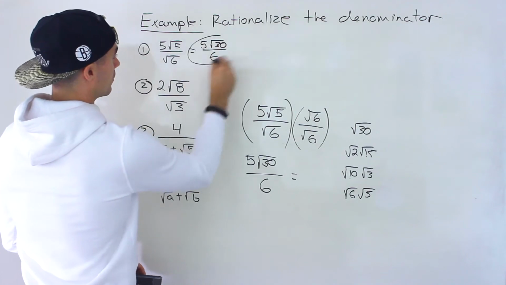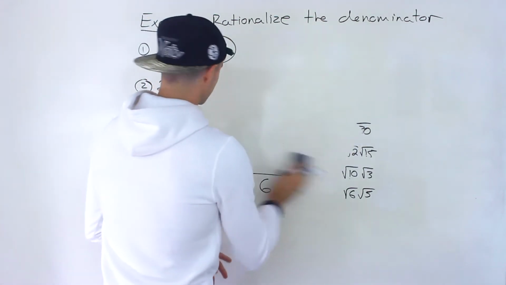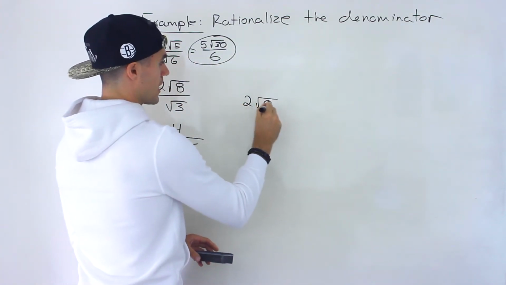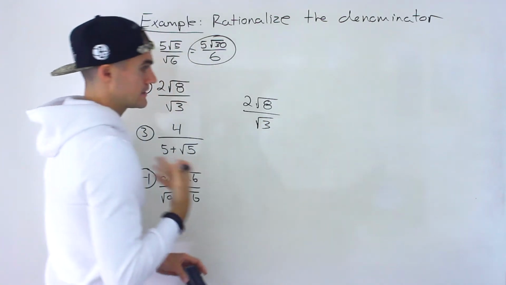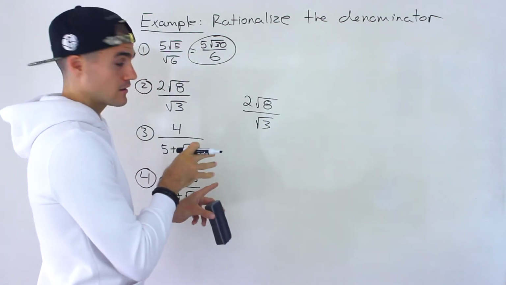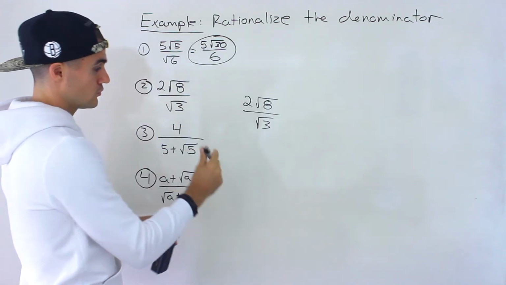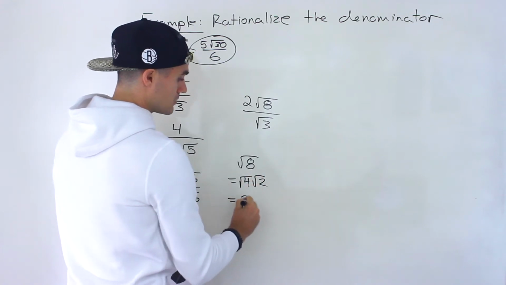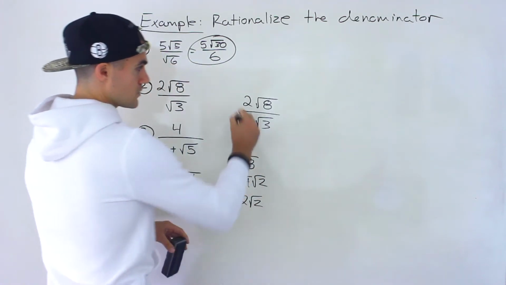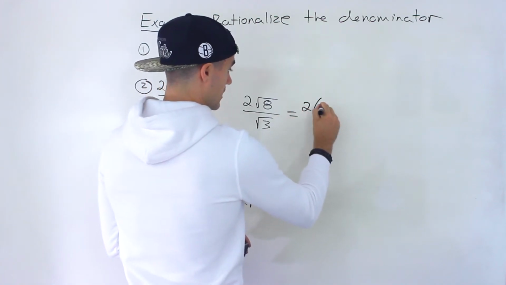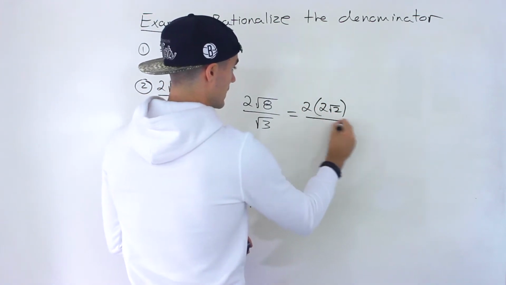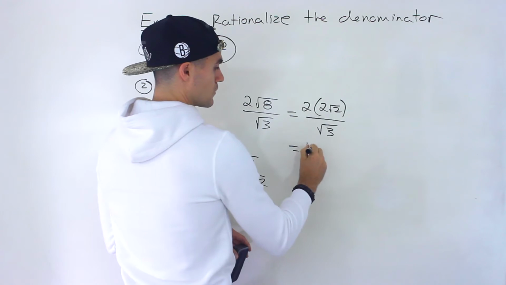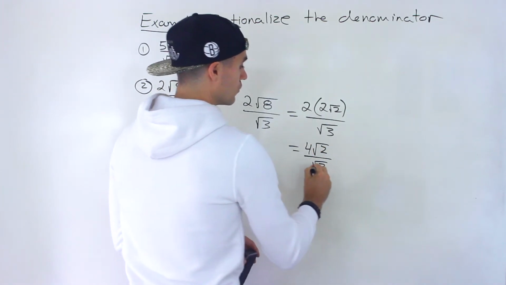for number 1. Now number 2, we got 2 root 8 over root 3. So as I mentioned, you want to check first, at least that's what I do, is can you simplify any of the radicals at this step here? And the root 8, we can simplify that. We could break that down into root 4 times root 2, and that would be 2 root 2. So we could rewrite this as 2 times 2 root 2, and that's going to be all over root 3. And this would end up being just 2 times 2 is 4, so we'd have 4 root 2 over root 3.